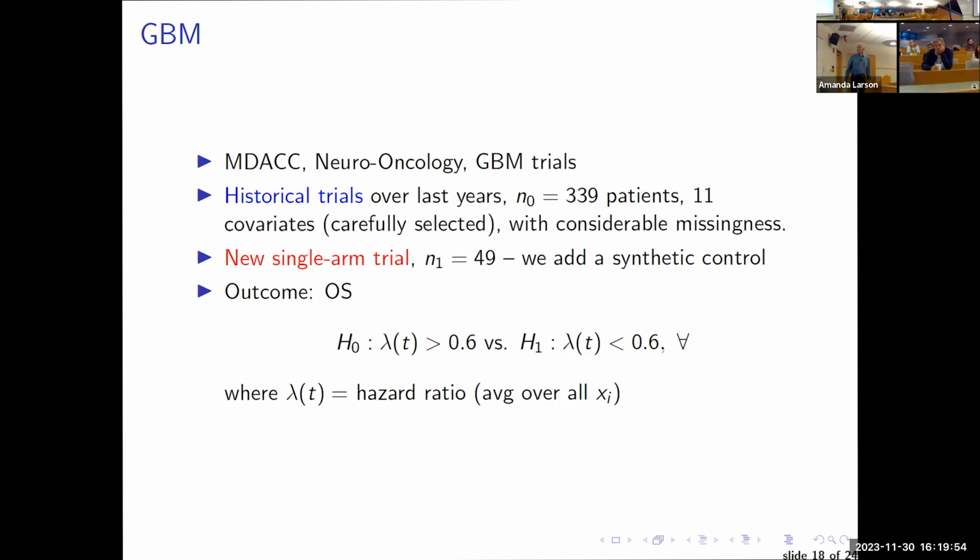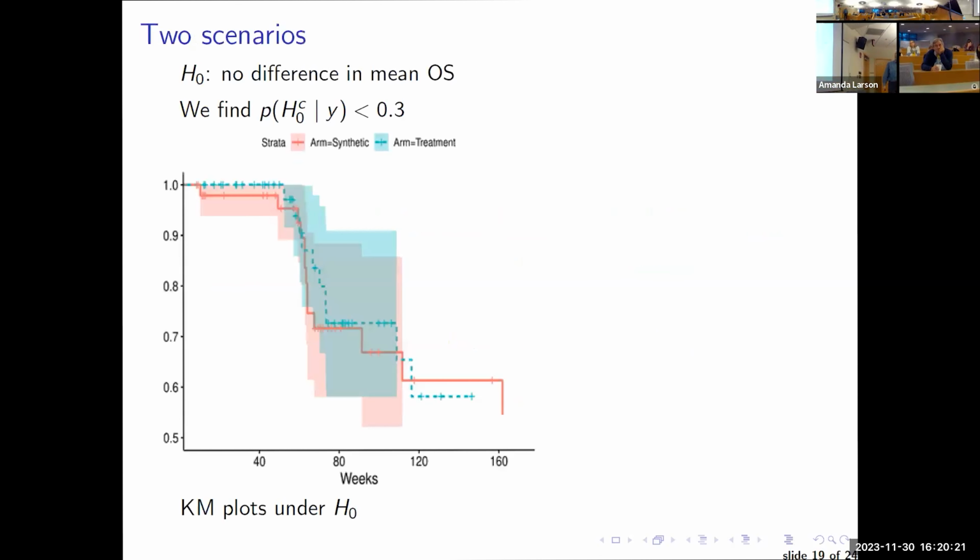They say for a treatment to be of interest, they want to see a hazard ratio of 0.6, which struck me as being a bit of a steep requirement, but that's what they tell us. So the new treatment is a victory when the hazard ratio is less than 0.6, and it's a failure when the hazard ratio is above 0.6. So those are the two hypotheses we want to focus on.